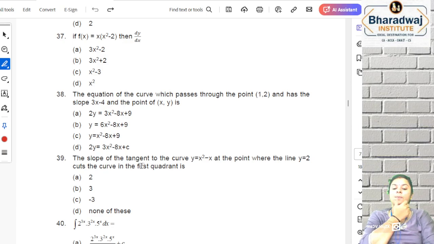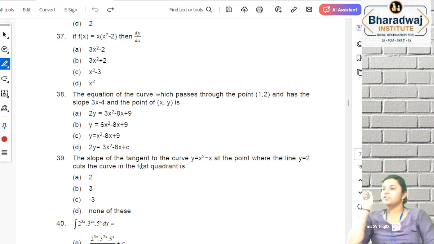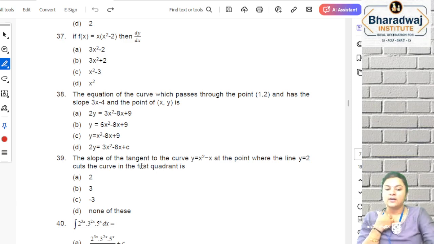39. The slope of the tangent to the curve y is equal to x square minus x at the point where y equals 2 cuts the curve in the first quadrant is. Very simple. They are asking you the slope. So slope means you need to first find out the differentiation. Now once you differentiate, they are asking the point where the line y is equal to 2 cuts the curve in the first quadrant.